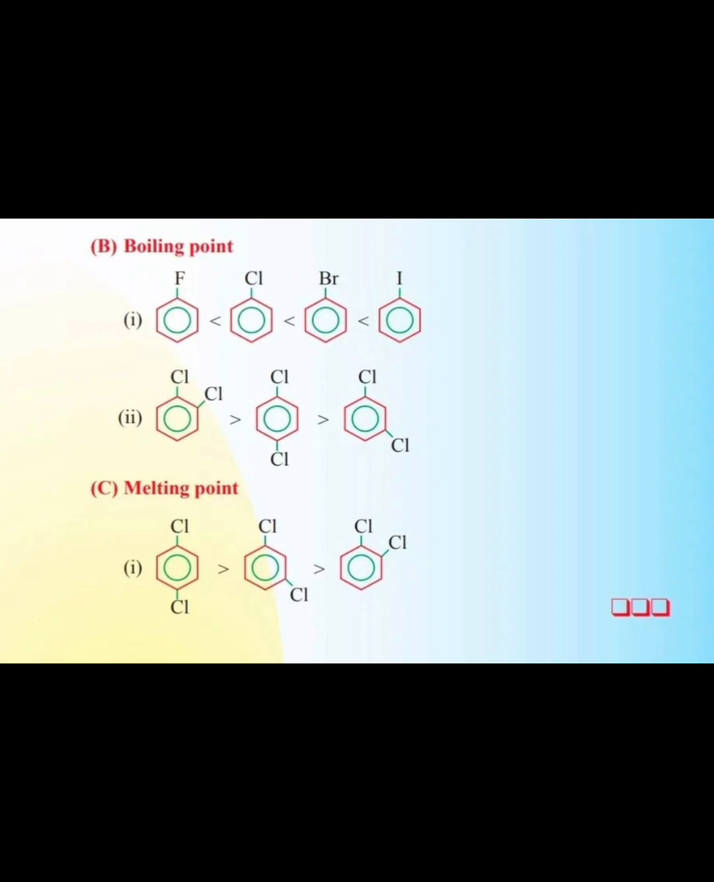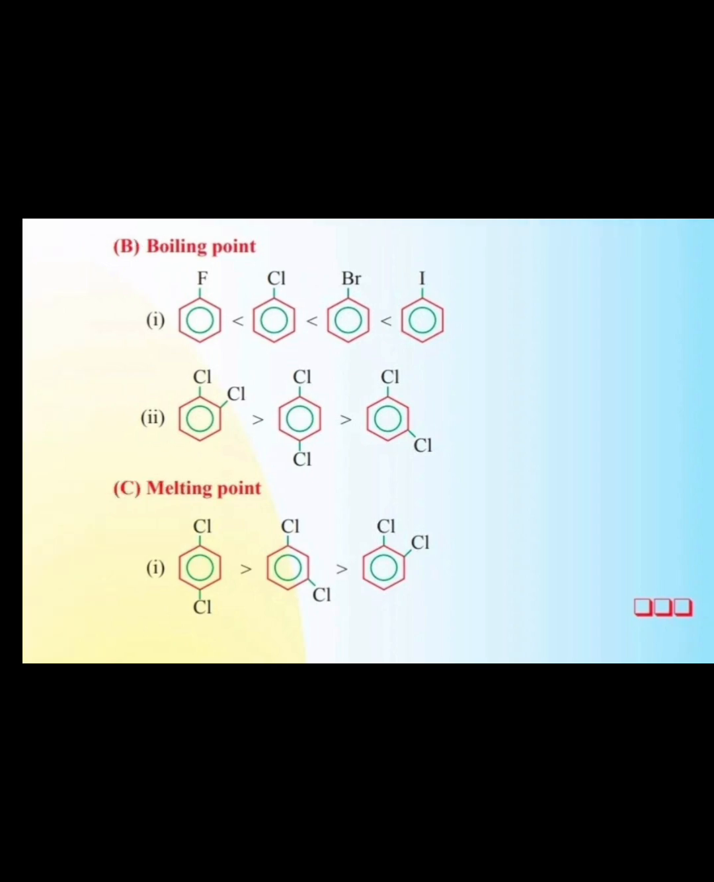Similarly, in case of boiling points, as the size of the halogen atom increases, the boiling point also increases. So that's why iodobenzene shows a higher boiling point than bromobenzene, than chlorobenzene, than fluorobenzene. In case of dihalo compounds, when two similar halogen atoms are present at the 1,2, 1,3 as well as 1,4 position of the benzene ring, then the ortho compound shows a higher boiling point than the para, which shows a higher boiling point than the meta.